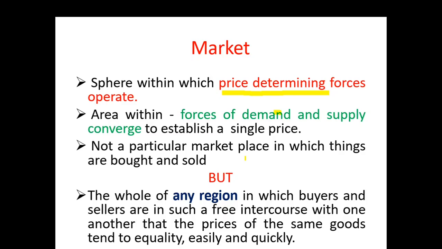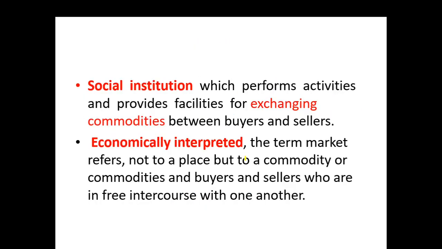After a few in equilibrium scenarios, the prices normally equate very easily and quickly. So a market is a place which is primarily focusing on price and where demand and supply converge to establish the equilibrium price. Clear? Okay. Moving to the next slide.